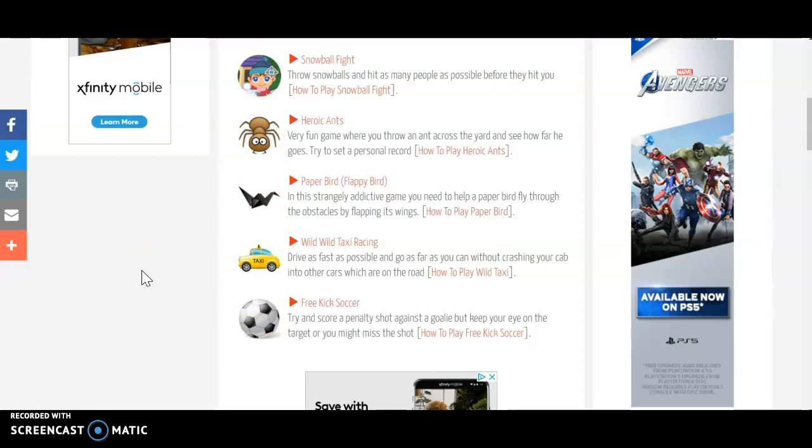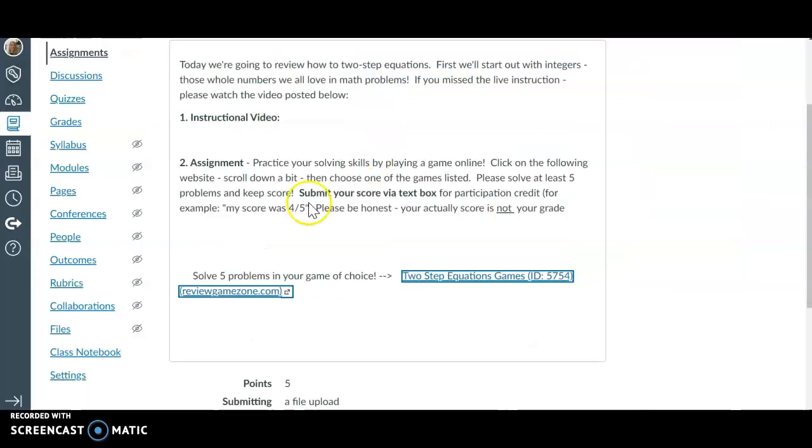Now, while you're working through the problems, I want you to kind of keep score. Tell me how many out of 5 you got right. Your assignment to get credit is that you'll need to click submit and then tell me your score. And I even put that in here. Submit your score via text box for participation credit. And here's an example. My score was 4 out of 5. My score was 1 out of 5.